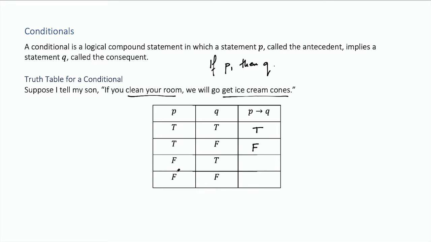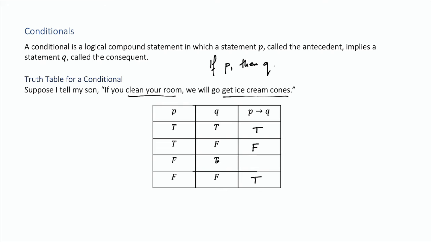I'm going to skip this next one because it's the harder one to wrap our heads around. And look at the last one real quick. False, false. So P is false. He did not clean his room. And Q is false, we did not get ice cream cones. Well, in that situation, I was under no obligation, of course, because he didn't clean his room. So I still told the truth. I just was not obligated to get ice cream cones.